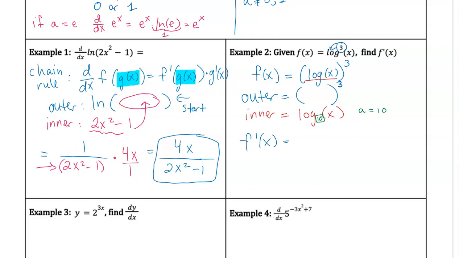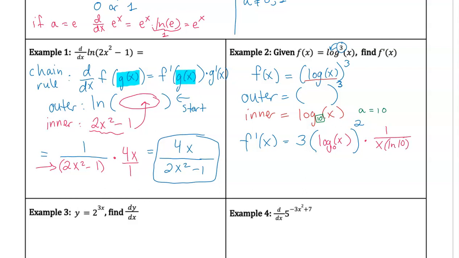So I have to begin with the outer layer, which is a power of 3. So for the outer derivative, I would apply the power rule. I would just take that 3, bring it in front, and subtract the power by 1. Meanwhile, keeping my inside function completely intact. But because the inside of this power of 3 was more than just x, it was a function of x, I then need to also multiply by its derivative. So the derivative of a log function of base 10 would be 1 over the x that was inside the log, times this constant of ln of 10.